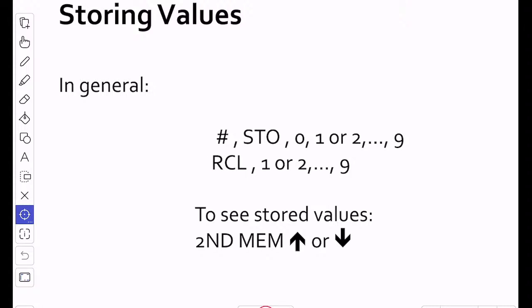I'm going to show you how to use this and then how to recall the number. So STO is for storing and RCL is for recall. And then you can observe your memory by using the arrow keys once you enter the worksheet for memory. Okay, so it's another worksheet. You have to think of memory as another worksheet.